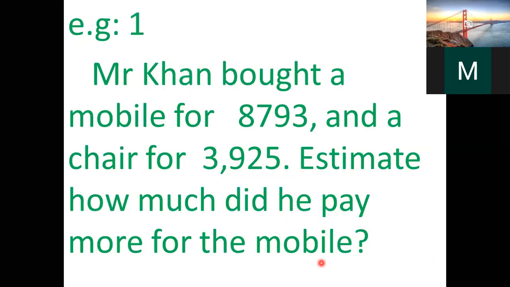The next one is a statement problem. Mr. Khan bought a mobile for 8,793 and a chair for 3,925. Estimate how much more he paid for the mobile. The question is: Mr. Khan bought a mobile for 8,793 and a chair for 3,925. Estimate how much more did he pay for the mobile?